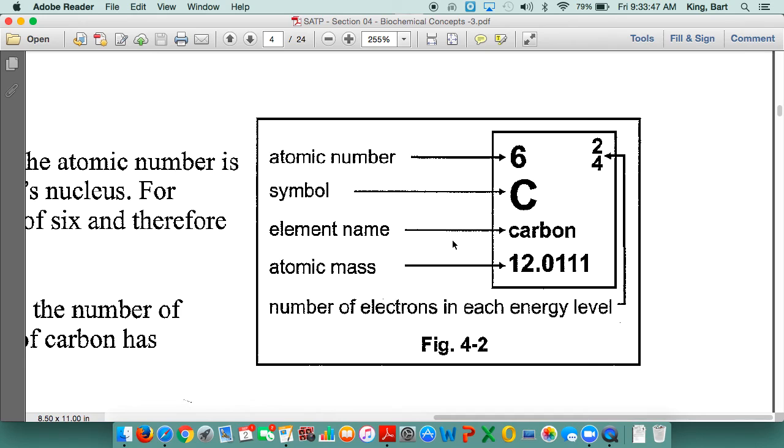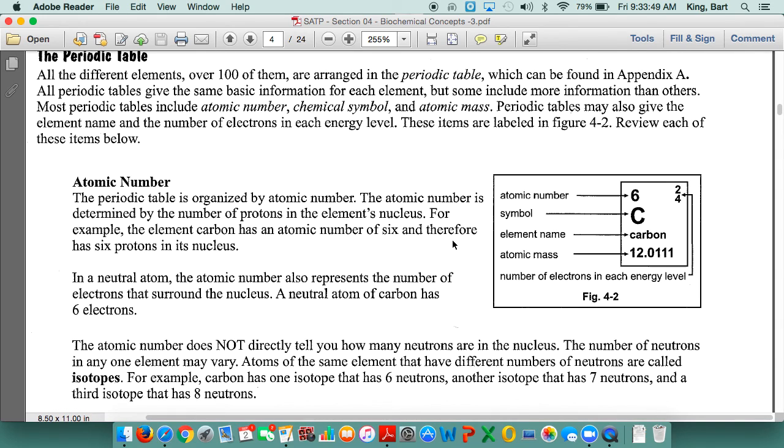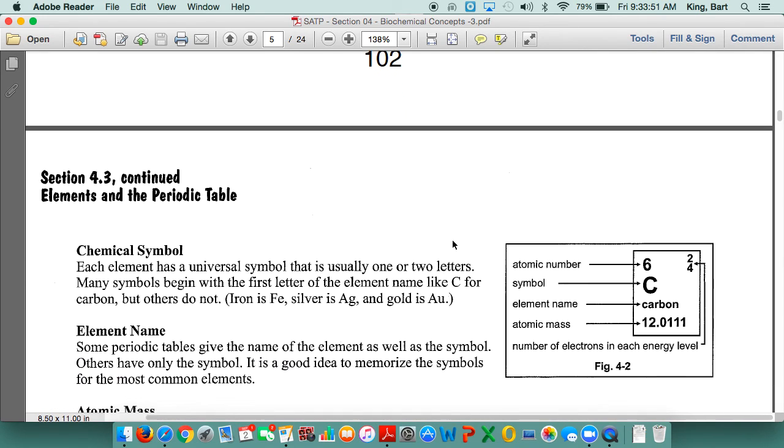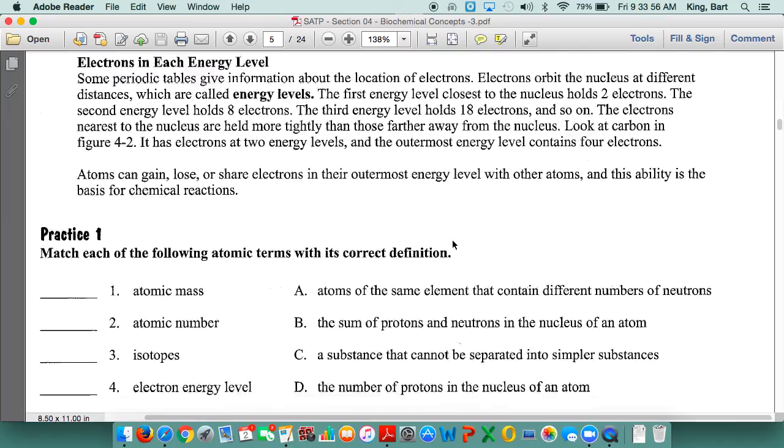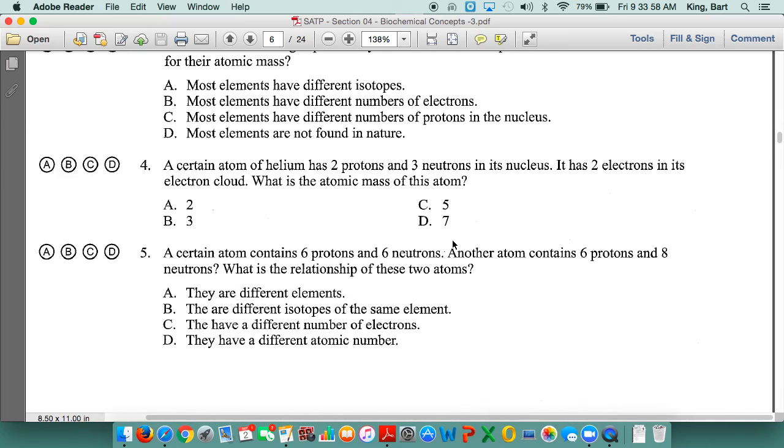Didn't think you'd be learning about algebra in biology, did you? Got to use it all over the place, man. Okay, and there it is again. It's right there for you, all written down in your notes. Okay, that's section 1, section 2.